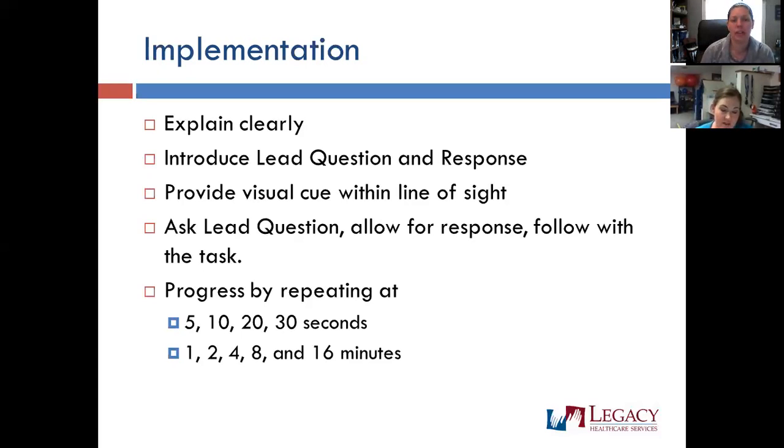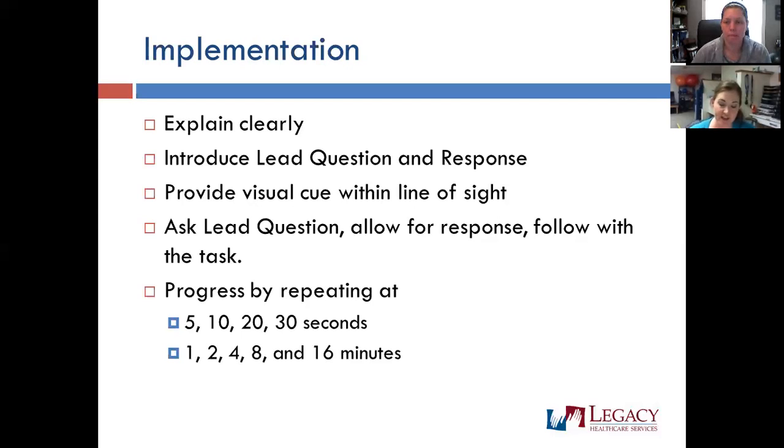Okay, can you give an example of that? Okay, so with locking the brakes, say you're at 30 seconds, you waited 30 seconds to ask the lead question again, and then you provide that lead question again. What do you do before standing up from the wheelchair? And then you allow for the answer, lock your brakes.